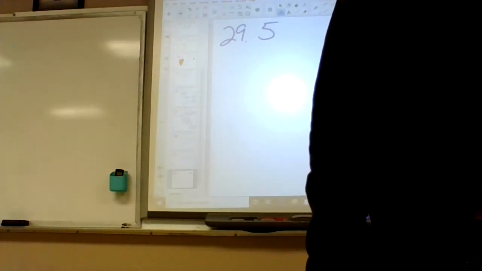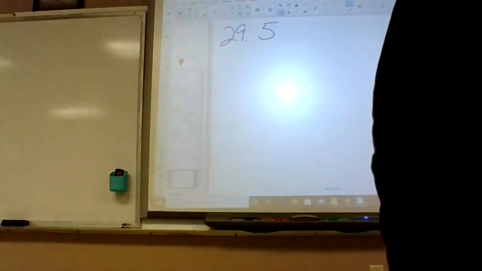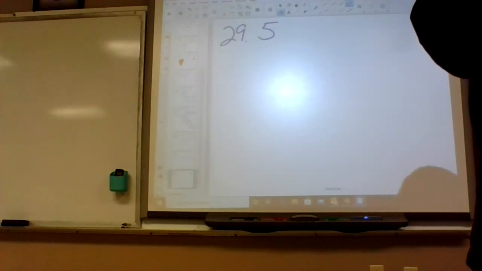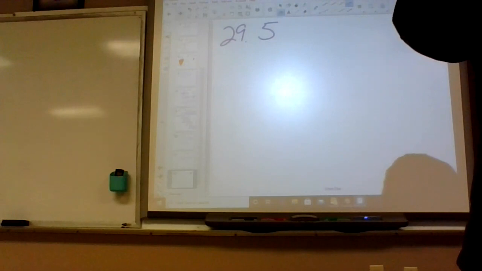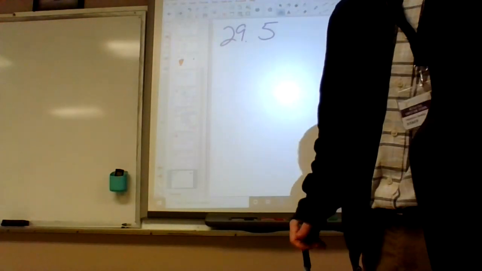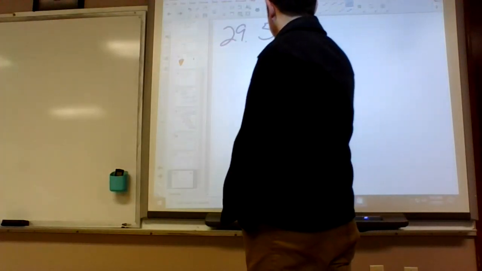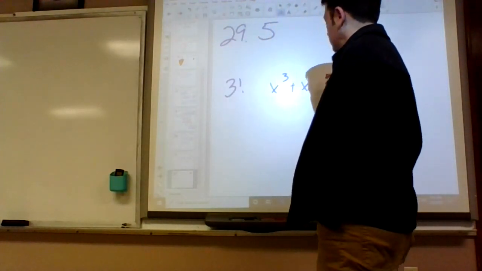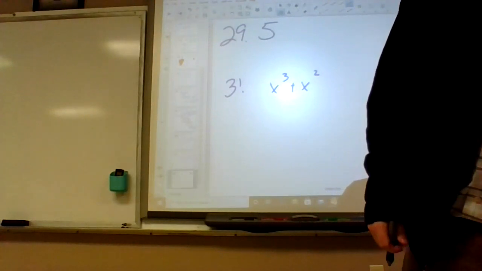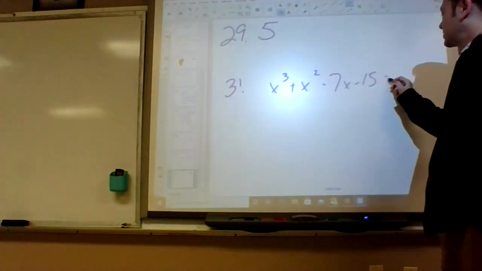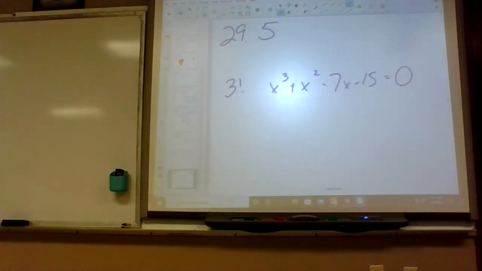Don't we have to set it to 0 first? Yeah, we should move everything to one side. So subtract the 7x and subtract the 15 over x cubed plus x squared. Minus the 7x and minus the 15, so it looks like a normal equals 0 thing.